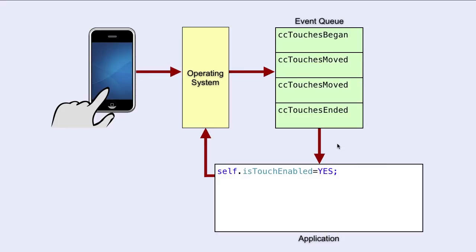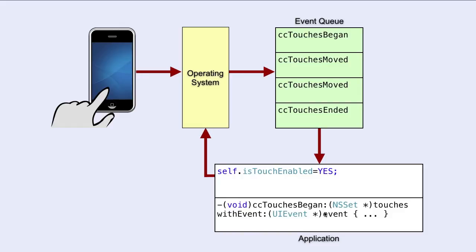Now your application needs to trap those messages. It does that by implementing special methods. For instance, here is a method that traps the touch began messages.